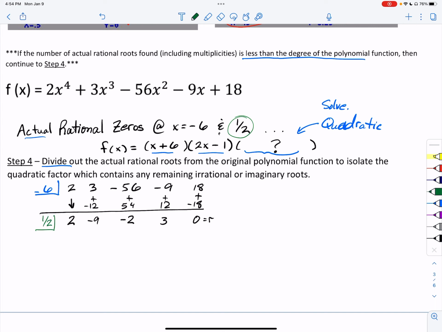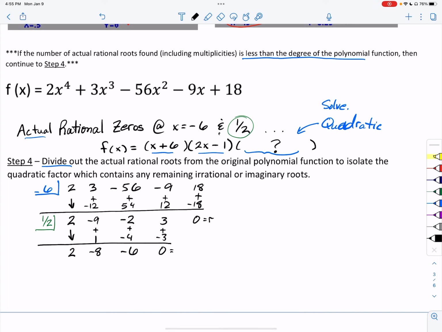So I call this iterative division because if you know 2 factors, you could take them out with division, one after the other. The order doesn't matter, and you'll be left with a 2-degree polynomial, a quadratic that we could solve. Drop the 2, multiply, we get 1/2 times 2 is 1. Add that to -9, we get -8. Multiply by 1/2, we get -4. Add that up, we get -6. And multiply, we get -3.